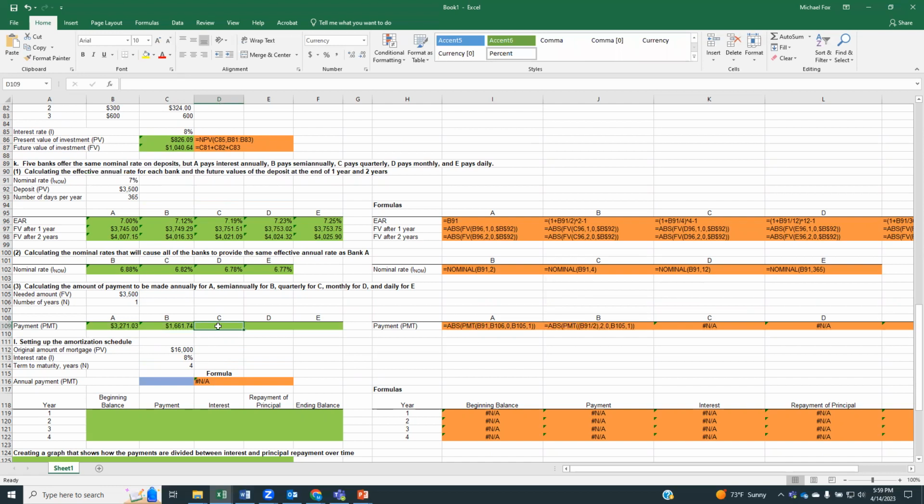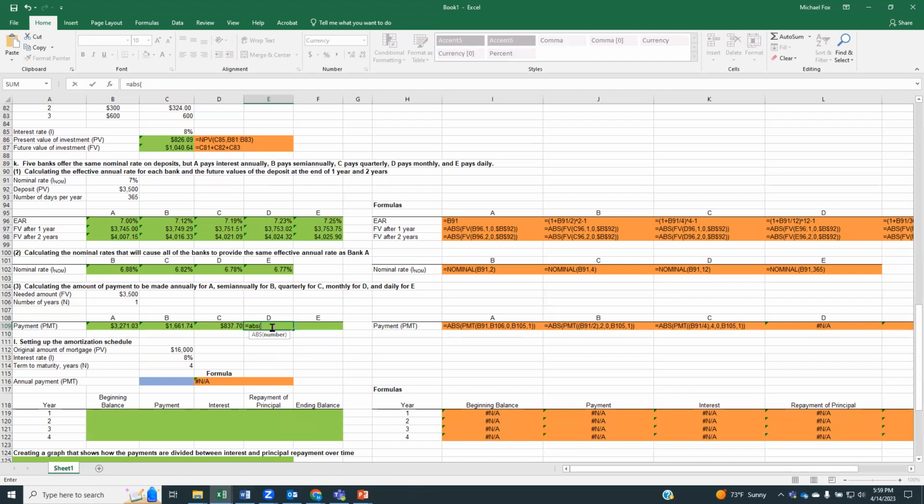So here's quarterly equals the value PMT where our rate is percent divided by 4 because it's quarterly. Number of periods is 4. Present value is 0. Future value 3,500. Type 1. That's what our quarterly payments would be.